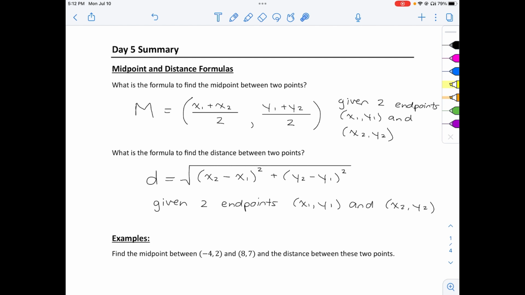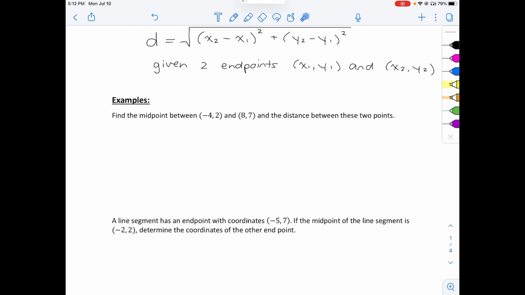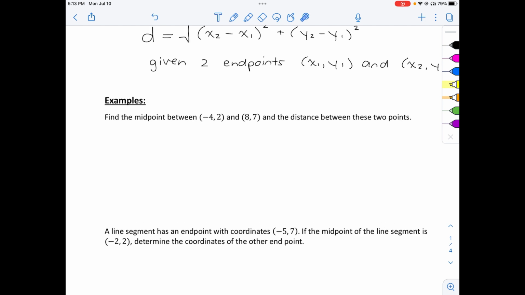Okay, it's pretty easy to substitute values in, but there can be some times where it's tricky with the signs if you have negatives and you're subtracting negatives or whatever it might be. So we are going to look at an example of how to use both of these formulas. If we are given the endpoints (-4, 2) and (8, 7), we want to find the midpoint between those 2 points as well as the distance.